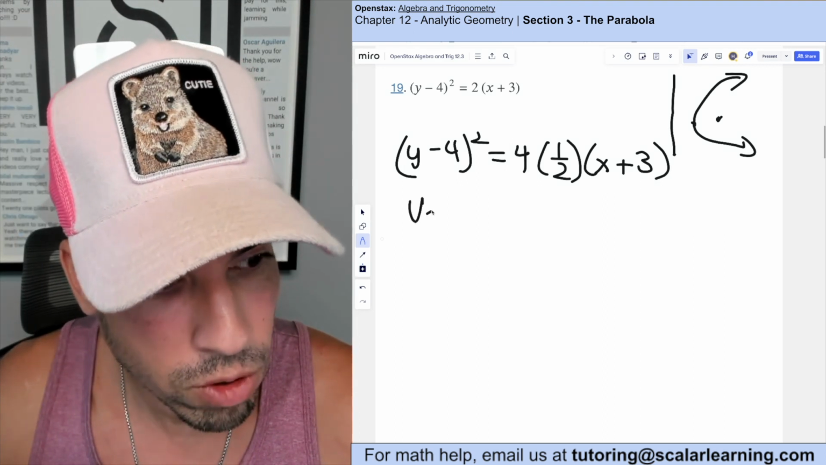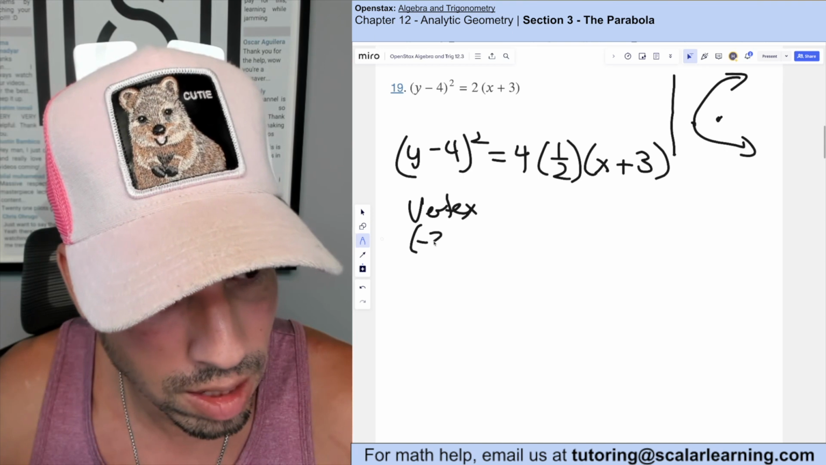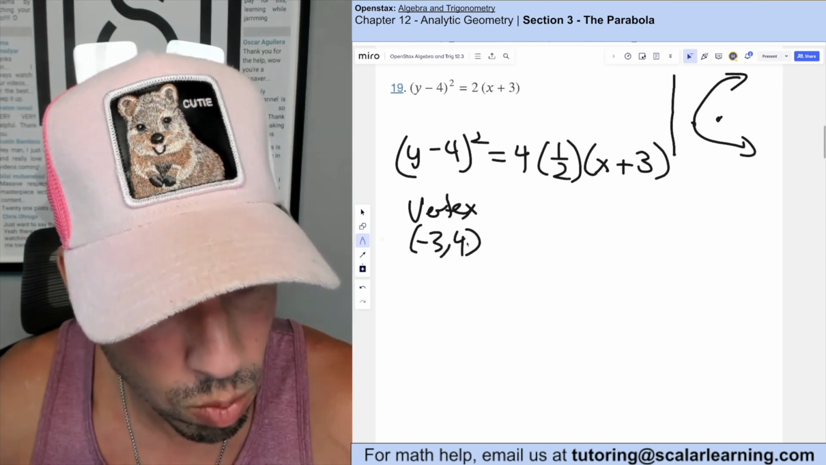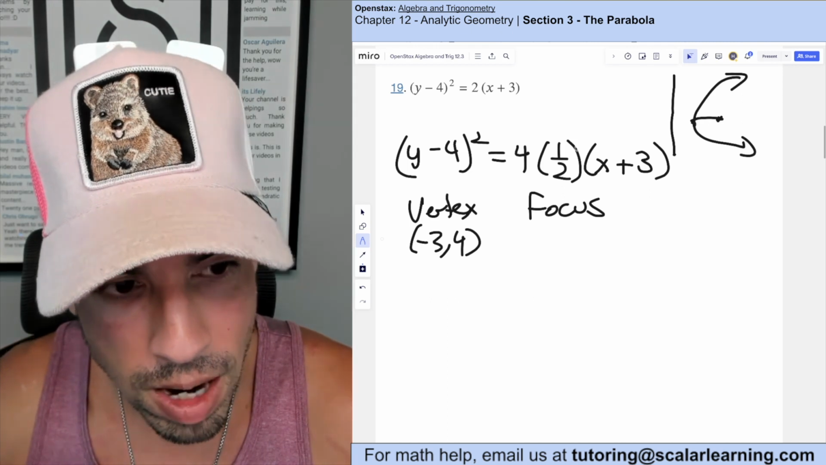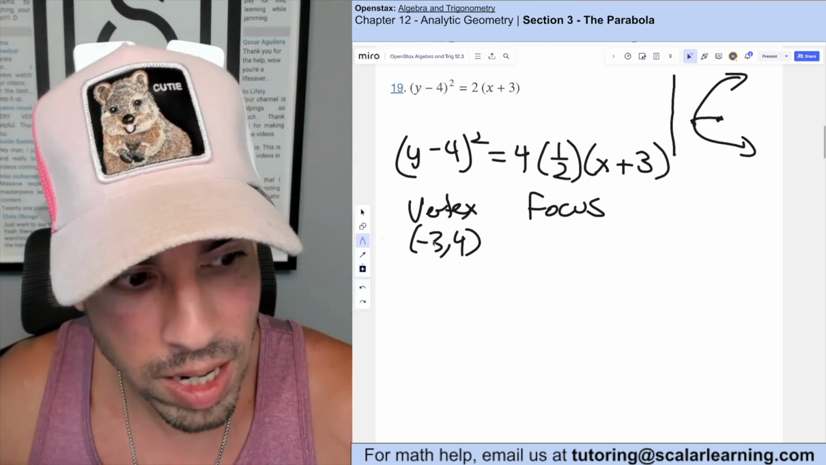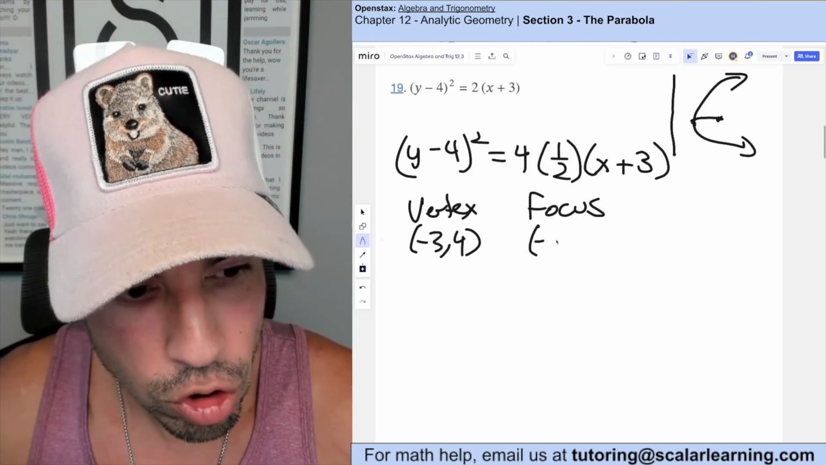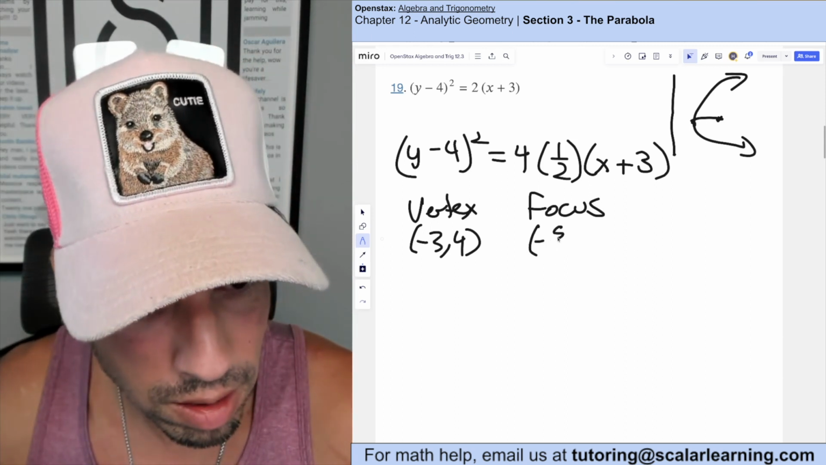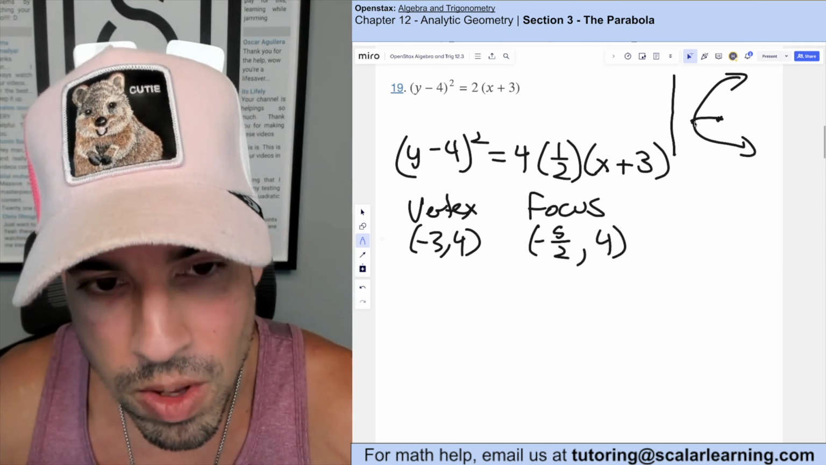All right, let's get the vertex first. The vertex is going to be the opposite of these two values, so -3 for the x, +4 for the y. Then my focus, since I know it's to the right, and by how much? By 1/2. So I'm going to add 1/2 to the -3, and we get 2.5, or we can say negative 5 over 2, comma 4. There's the focus, right? The y value stays the same, lined up with the vertex.